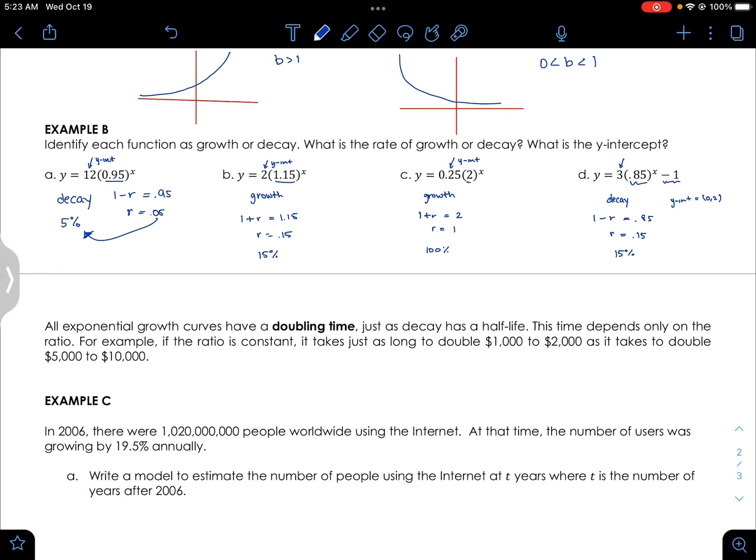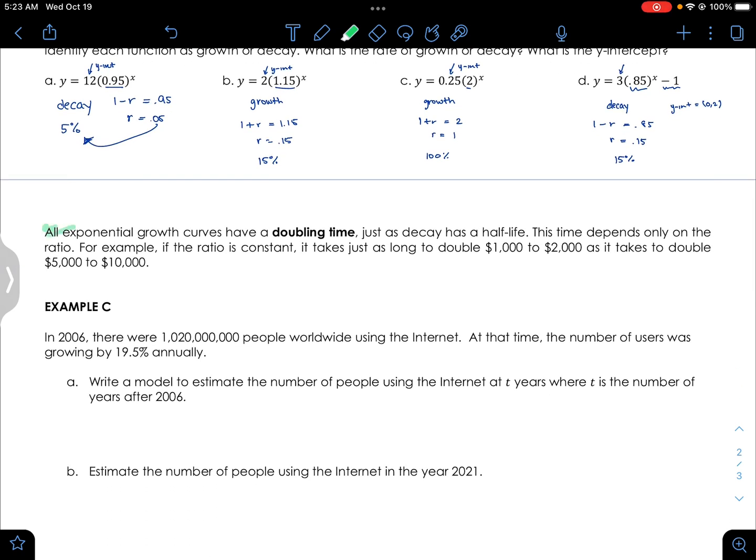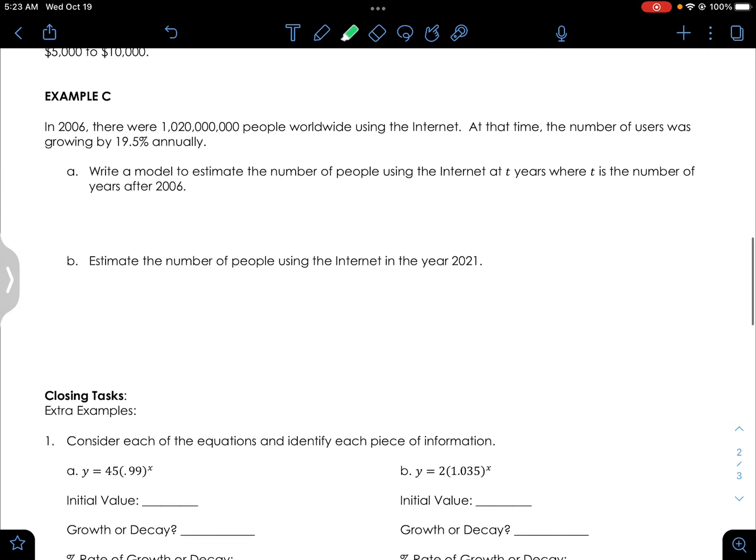So one other thing that you want to make sure you are familiar with is that all exponential growth functions have a doubling time. That means it's the amount of time that it takes for something to double. And exponential decay has what is called half-life. Again, this time depends only on the ratio. So if the ratio is constant, it takes just as long to double 1,000 to 2,000 as it takes to double 5,000 to 10,000. So let's look at a couple more examples, and then you can get started on your homework.